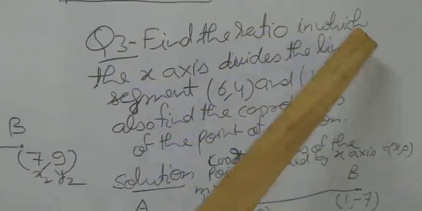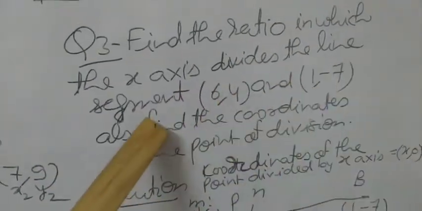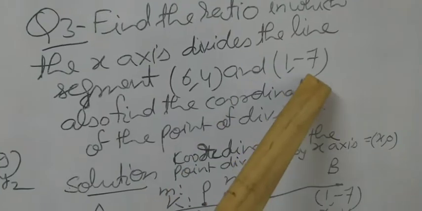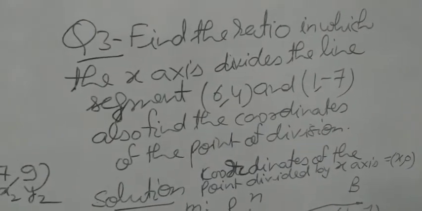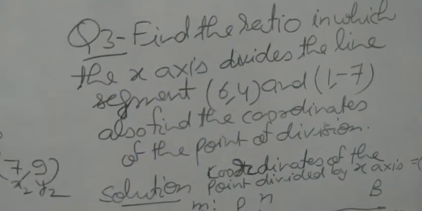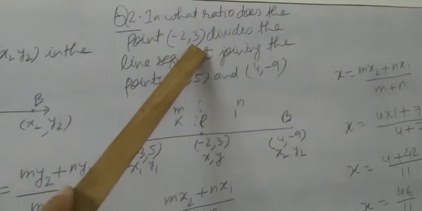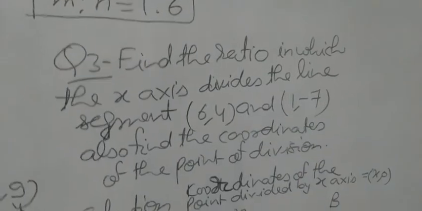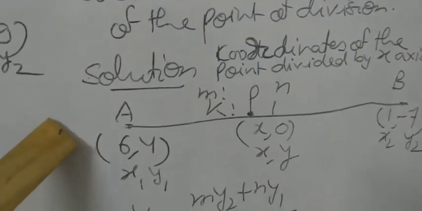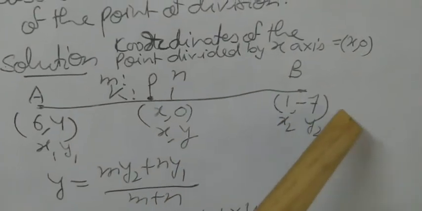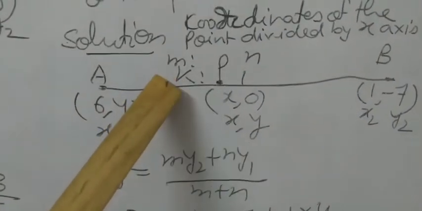Now one more question. Find the ratio in which the x-axis divides the line segment joining (6, 4) and (1, minus 7). Also find the coordinate of the point of division. Here also we have to find the ratio. Again we have to suppose m is to n equals k is to 1. Now in the previous question the coordinate of a point is given to us which divides the line segment AB. In this question, student, x-axis is given. x-axis divides the line segment joining this and this. So let us draw the line diagram. A (6, 4), B (1, -7), and ratio is k is to 1.